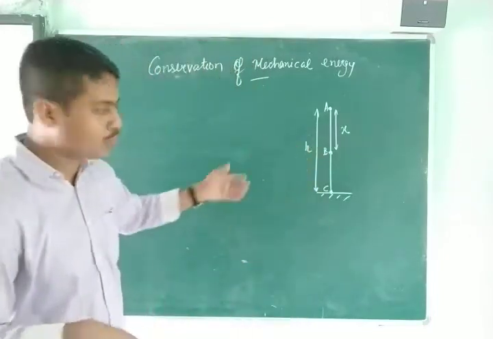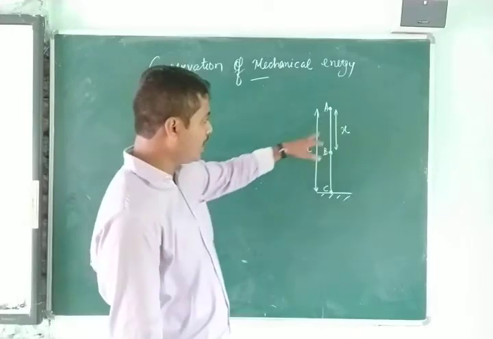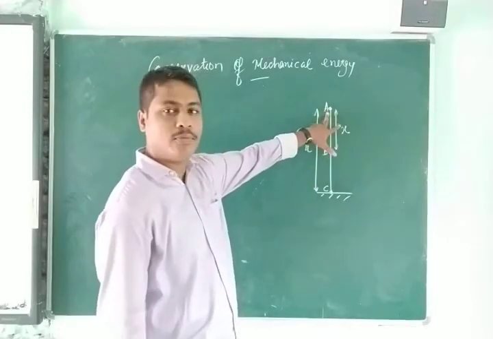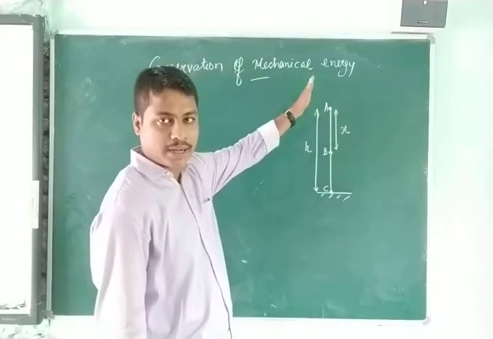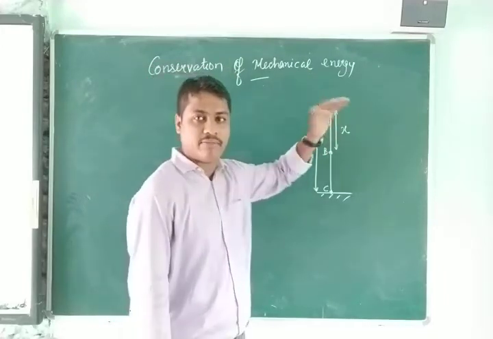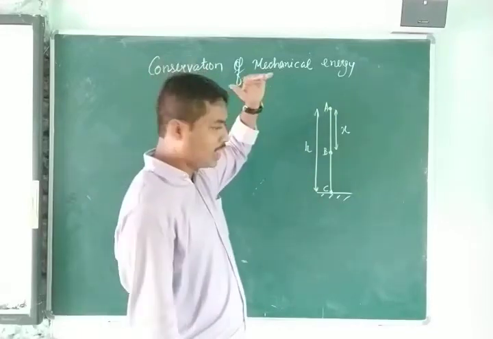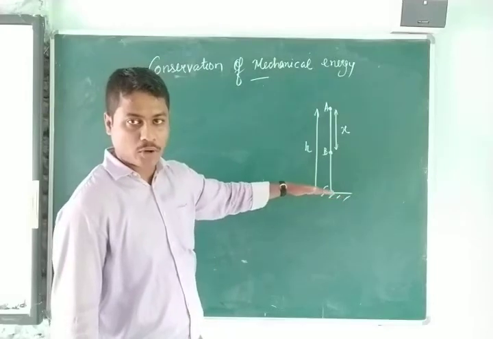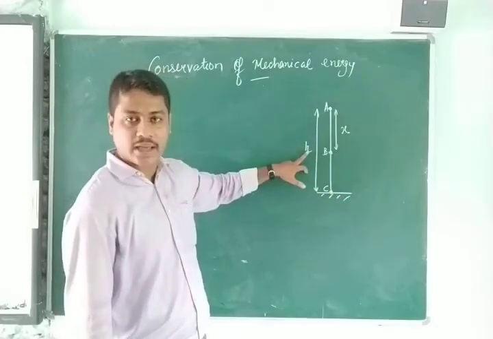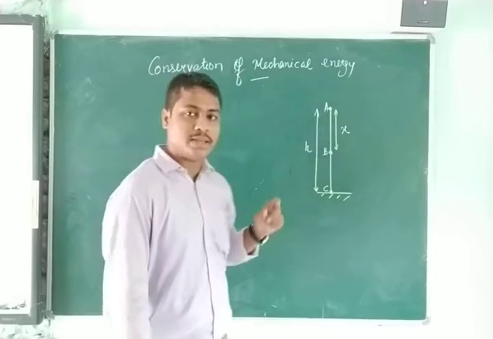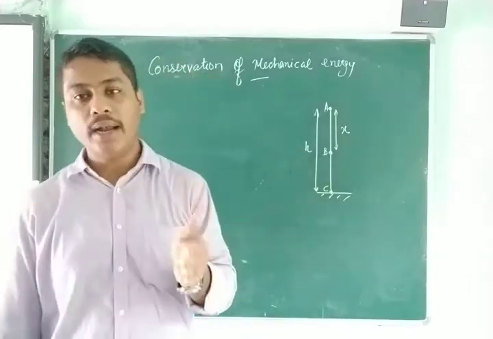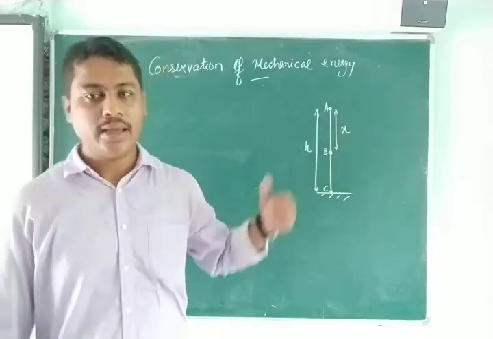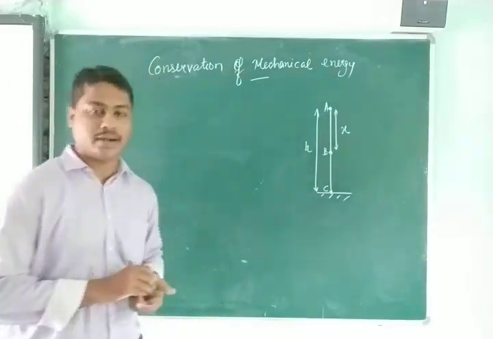As an example, suppose we have a building, and a ball is kept above at a height h on the building. I have divided the building into three parts: the top part, the middle part, and the bottom part. The total height I have considered as h. Firstly, we'll see at point A what is the total energy, at point B what will be the total energy, and at point C what will be the total energy.